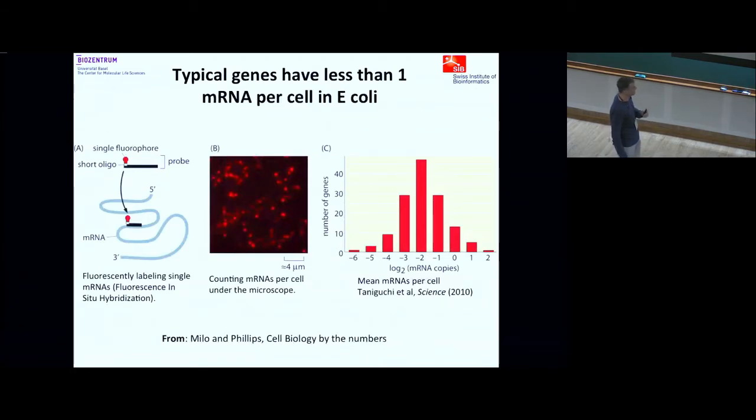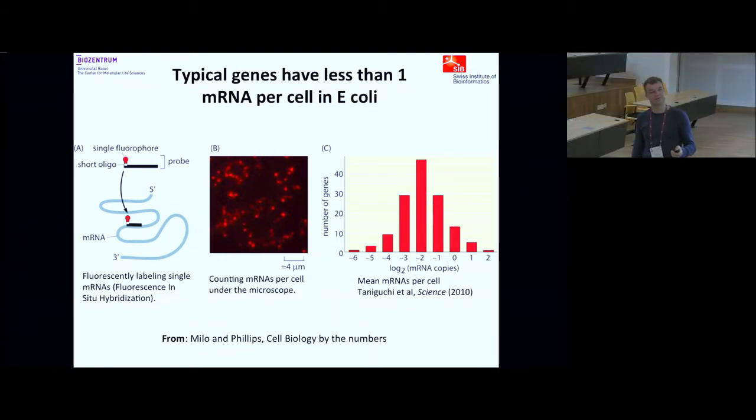So here's a histogram of how many genes there are. This is from a paper of Sunney Xie's lab, where the log2 mRNA copies per cell is shown here. You see that the most common mean number of mRNAs per cell is -2, so on log2, that means a quarter. So the most common case for a gene in E. coli is that there is 1/4 mRNA per cell.